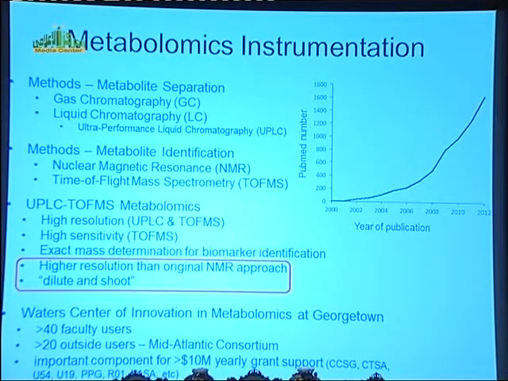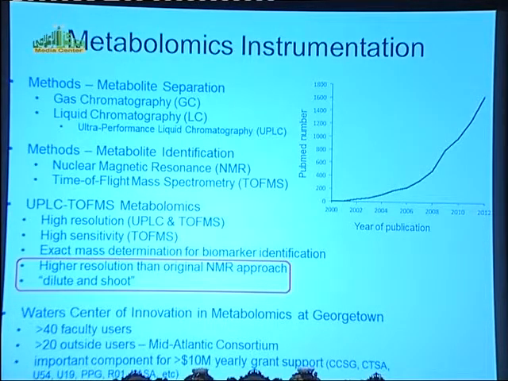So why are these machines important? I've given some reasons. It's high resolution, you have high sensitivity, you get exact mass determination. But most importantly, I think, is that it's higher resolution than the original NMR. Typically 50 to 100 metabolites can be seen by NMR, whereas with the modern QTOF approach, 5 to 20,000 peaks in a particular experiment is typical. Also, it is dilute and shoot, particularly for biofluids. You crash out the proteins and you can run, we've run up to 1,500 samples at a time.